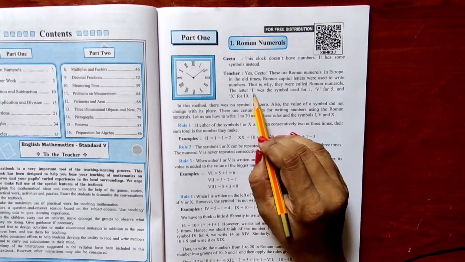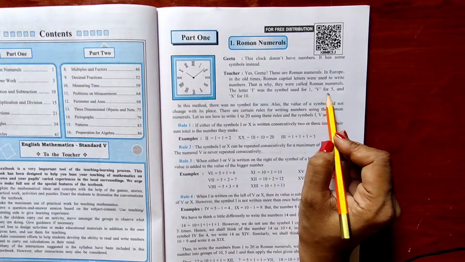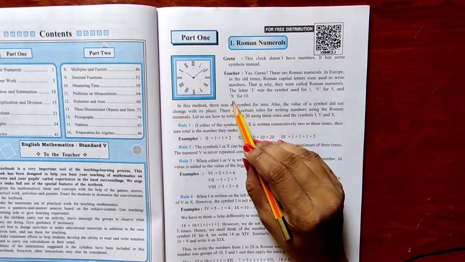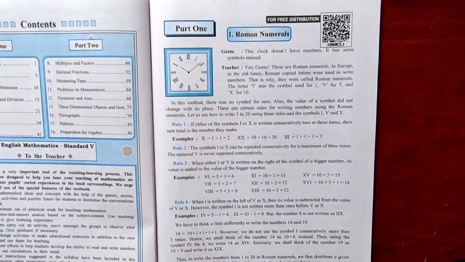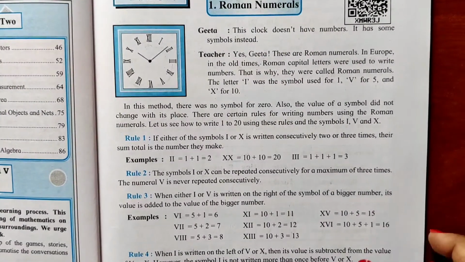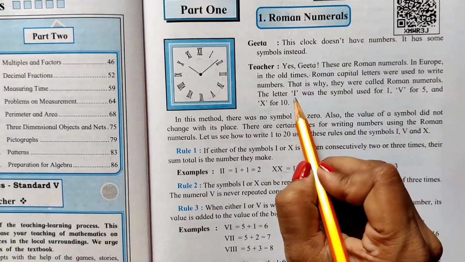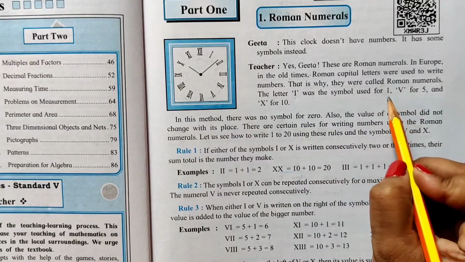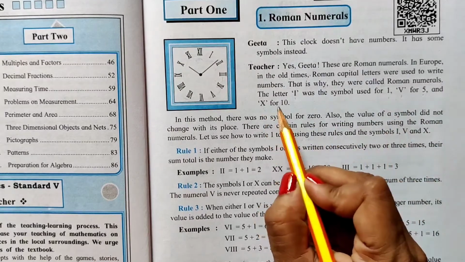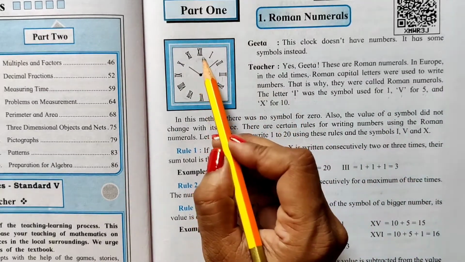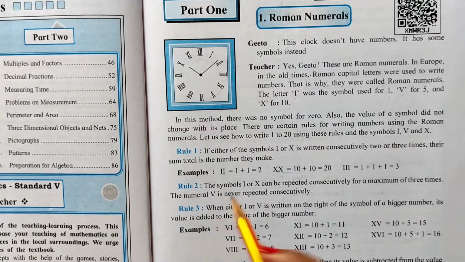The letter I was the symbol used for 1, V was the symbol used for 5, and X is the symbol used for 10. So we can see mostly these three symbols are used in this clock. Which three symbols? I, which is used for 1, V, which is used for 5, and X, which is used for 10. So we can see X, I, V, all these three symbols we can see here.